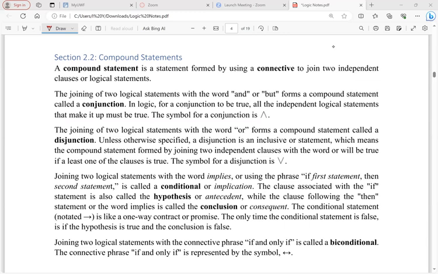In logic, for a conjunction to be true, all the independent statements that make it up must be true. The symbol for a conjunction is this kind of upside down looking V. Kind of looks like an A, so that might help you remember A is and. Remember, with an and statement, all the independent logical statements that make it up must be true.